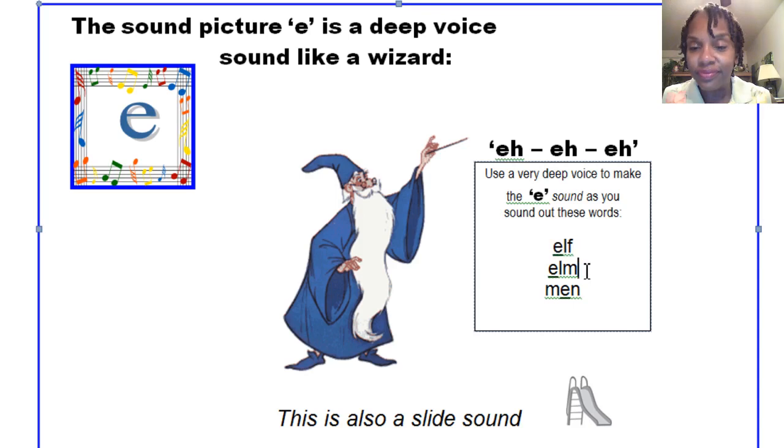Elf, elm, men. All right. So again, this is a deep sound. Whenever you see this sound picture here, I want you to remember that wizard, and I want you to go, all right.